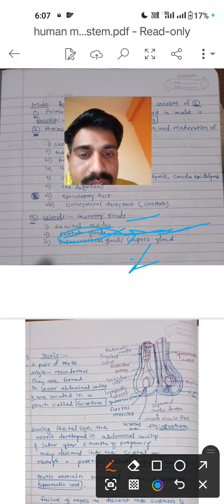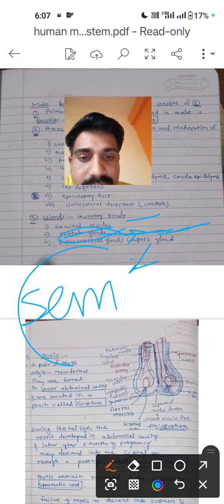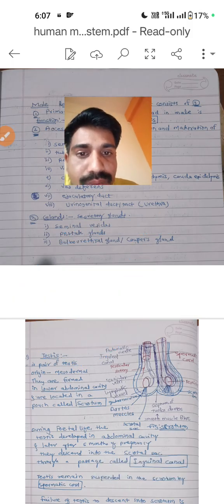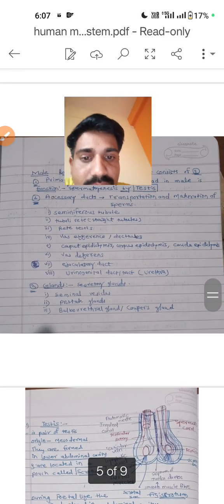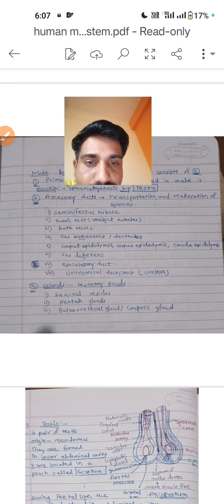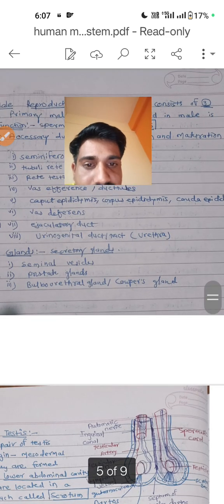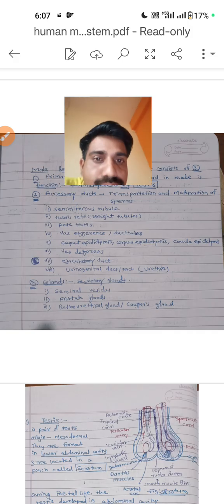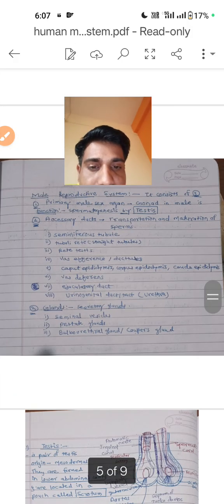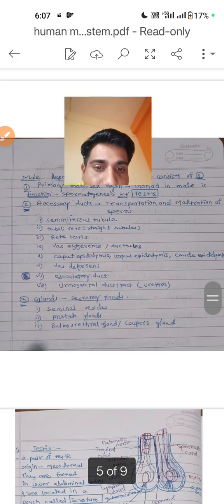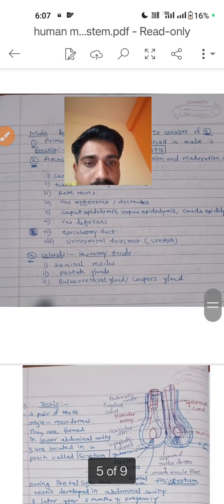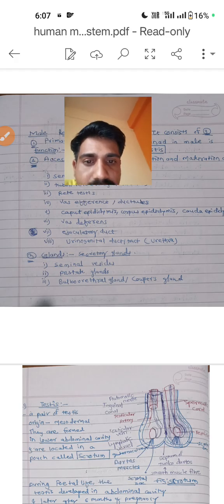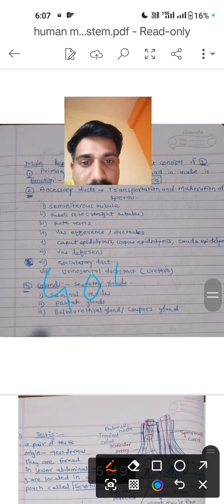What is meant by semen? Semen is the fluid of three glands: the seminal vesicle, prostate gland, and bulbourethral gland form semen. The pH of the semen is 7.2 to 7.4, that is slightly alkaline. In one ejaculation about 400 million sperms are formed. How many? 400 million sperms are formed.